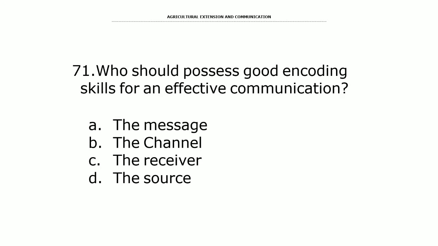Number 71. Who should possess good encoding skills for an effective communication? A. The message, B. The channel, C. The receiver, or D. The source. The answer is the receiver.